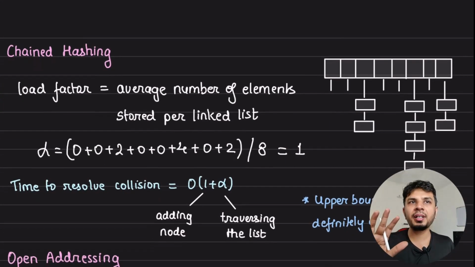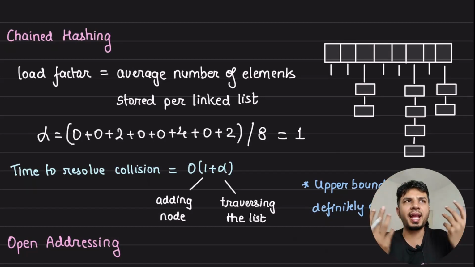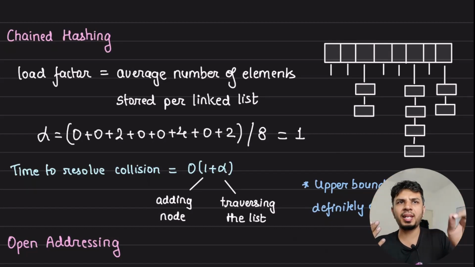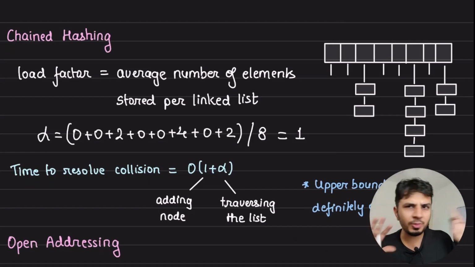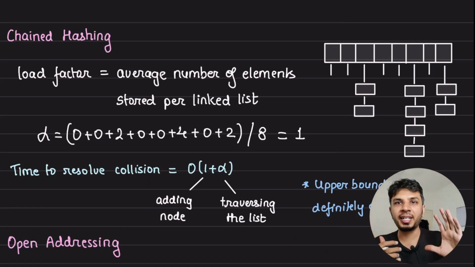So with chained hashing, if I talk about the formula, load factor can simply be put as the average number of elements that you are storing per linked list. Again, the formula still remains the same. You just go through linked list by linked list, count the number of elements that you have, and take the average of it, right?